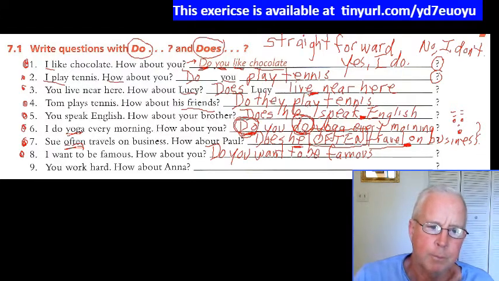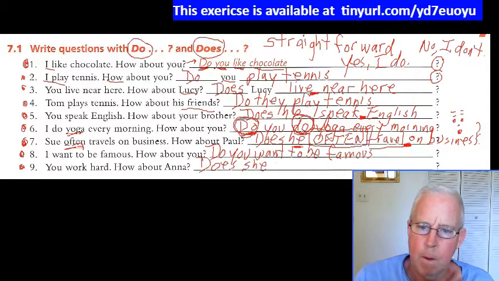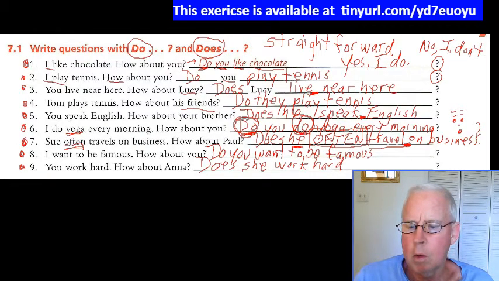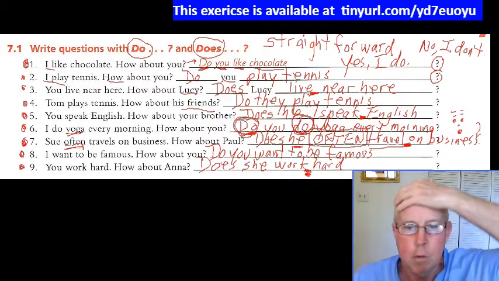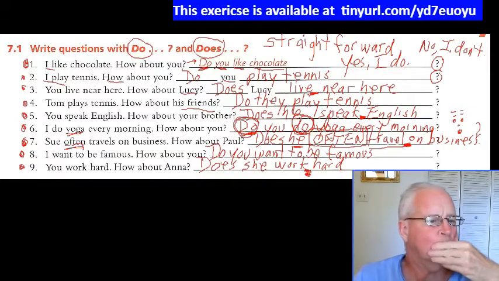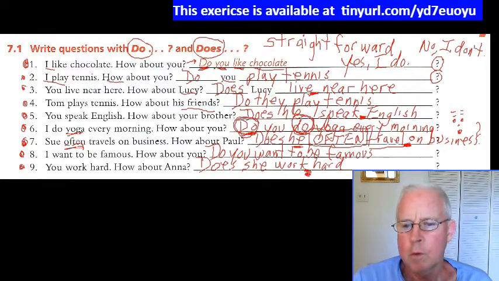And the last one, you work hard. How about Anna? Anna's she. Does she work hard? How about Anna? Does she work? No S. Does she work hard? Short answer, yes she does, or no she doesn't.